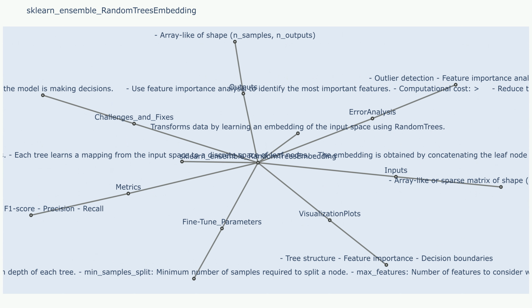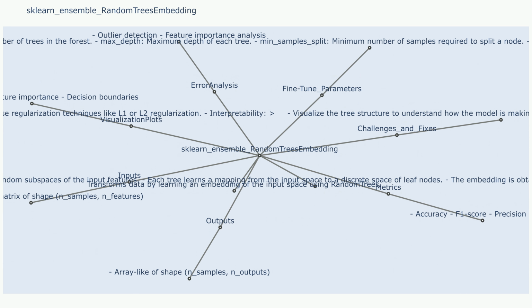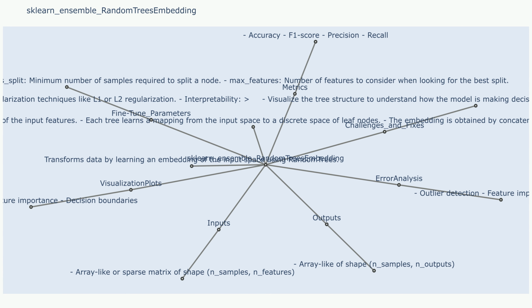Fine-tune parameters. Parameter 1: n_estimators. This parameter specifies the number of trees in the ensemble. A higher value generally results in a more robust embedding, but can also increase the training time. Parameter 2: max_depth. This parameter specifies the maximum depth of each tree in the ensemble. A higher value can lead to overfitting, while a lower value may result in an underfitting model.